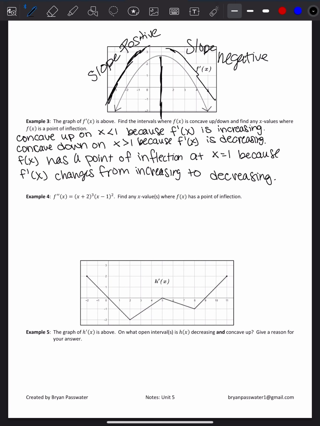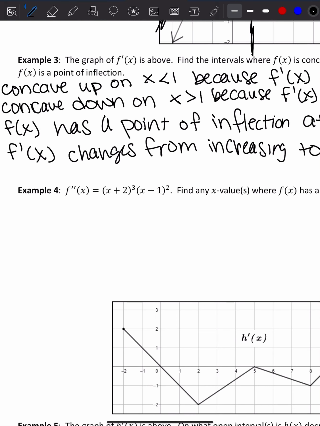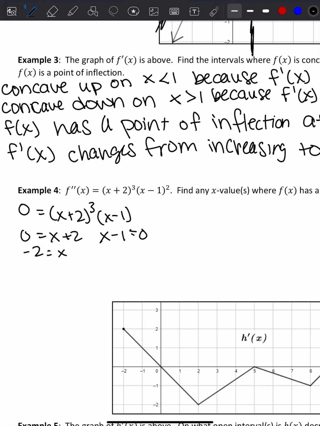Okay, f double prime of x is equal to the quantity x plus 2 cubed times x minus 1 squared. Find any x values where f of x has a point of inflection. So looking at this function, I need to set it equal to 0. It's a polynomial, so we know it won't be undefined. So I know negative 2 and 1 are my x values where our second derivative is 0.